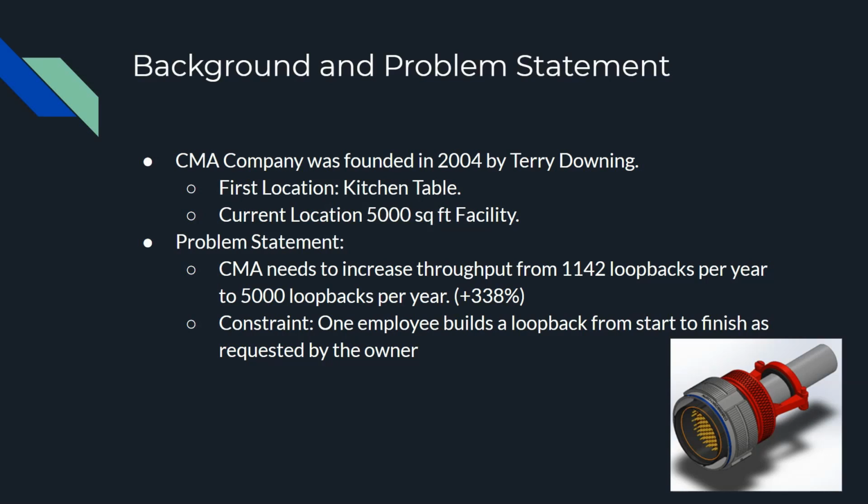CMA Company needs to increase their throughput of their loopback production from 1,142 units to 5,000 units annually, or an increase of 338%. A constraint given to us by CMA Company is that one employee completes the process from start to finish. Michael will now go over the value stream map.